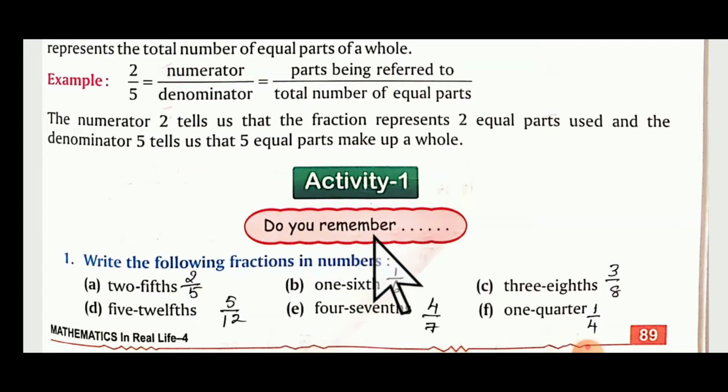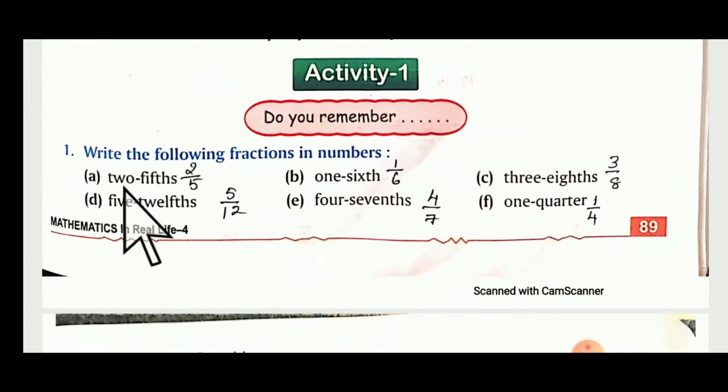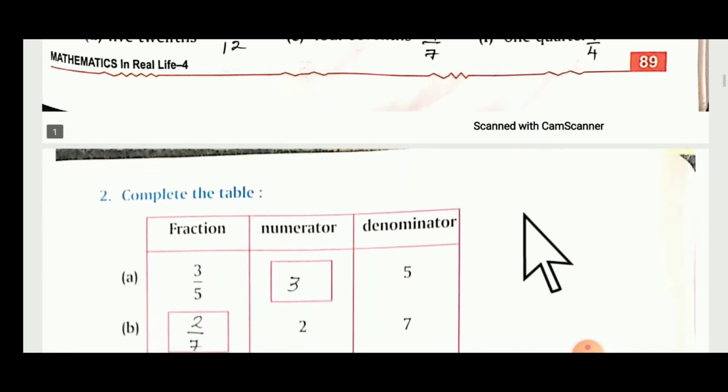Activity 1. Do you remember? This is of third. Write the following fraction in numbers. It's given in words and you write in figure. 2/5, 2 by 5. 1/6, 1 by 6. 3/8, 3 by 8. 5/12, 5 by 12. 4/7, 4 by 7. 1/4 is 1 by 4.